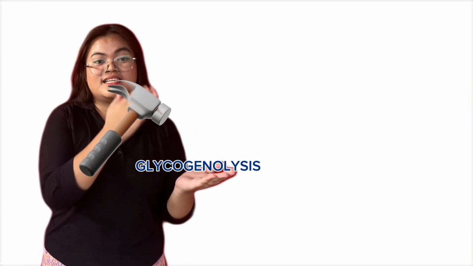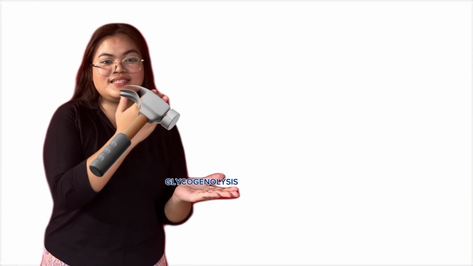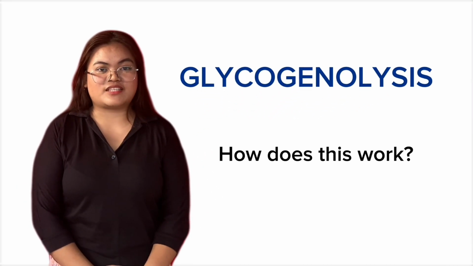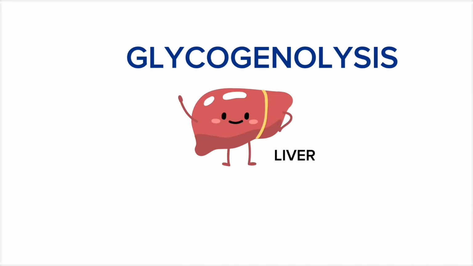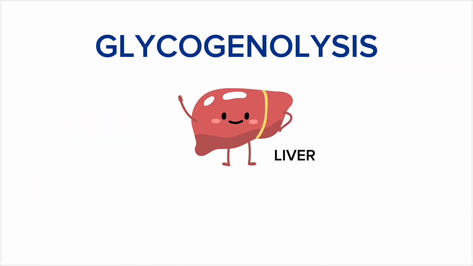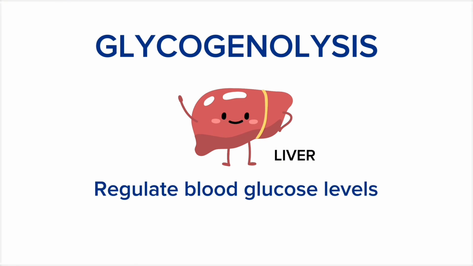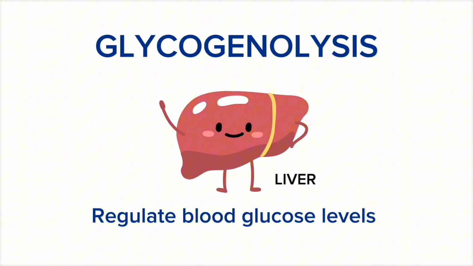Glycogenolysis. Let's break it down together, step by step, how glycogenolysis actually works. In the liver, glycogenolysis serves as a key mechanism for regulating blood glucose levels. When blood sugar levels drop, the liver breaks down its glycogen stores and releases glucose into our bloodstream, ensuring a continuous supply for tissues and organs, particularly in our brain.